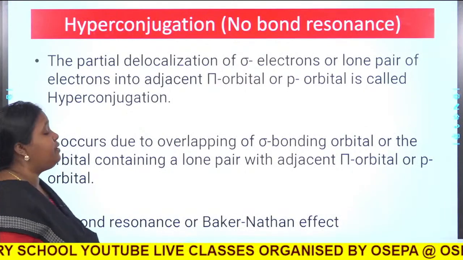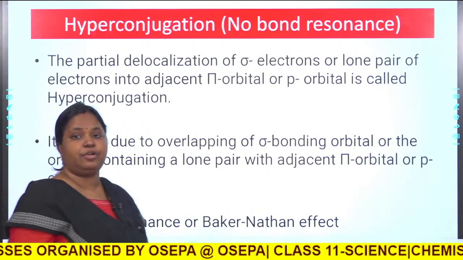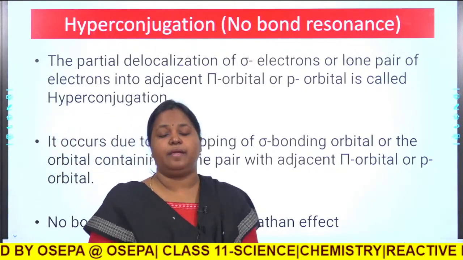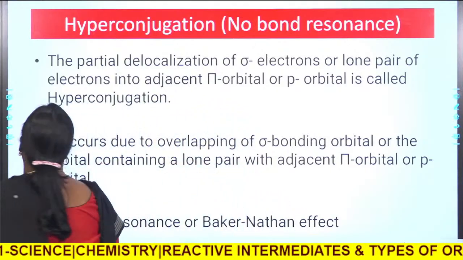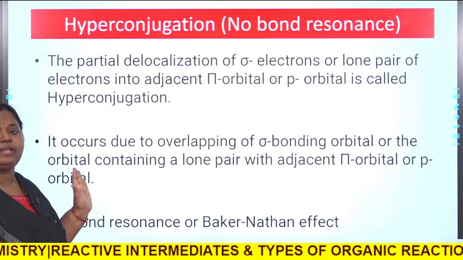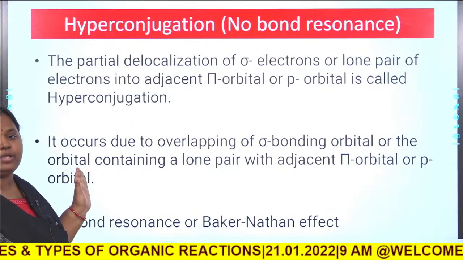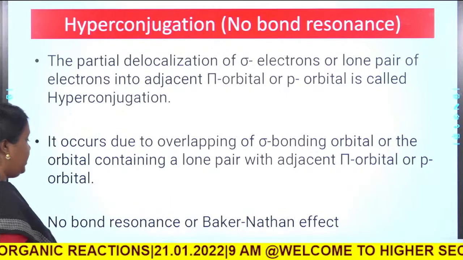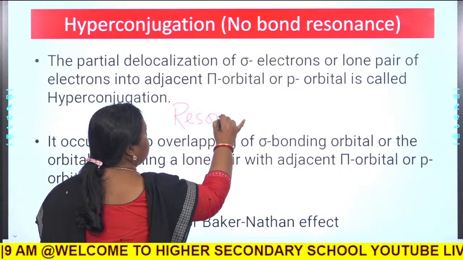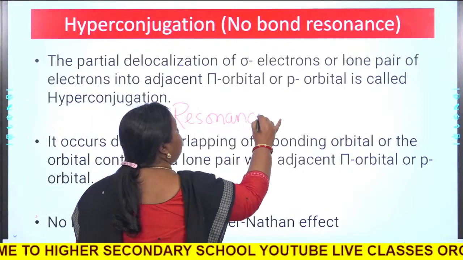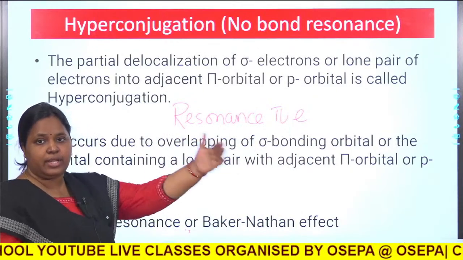Now let us start hyperconjugation. This is very important because hyperconjugation is used to explain many properties of the organic compounds. Let us see. Till now we have discussed resonance. And in resonance which electrons are moving? These are the pi electrons. In resonance it is the pi electrons which move from one place to another.